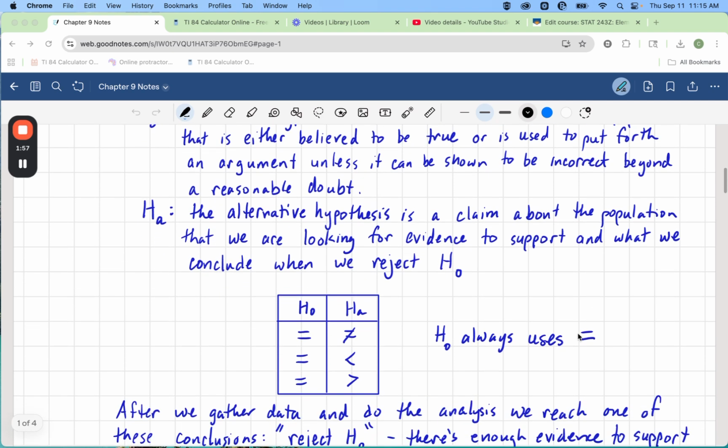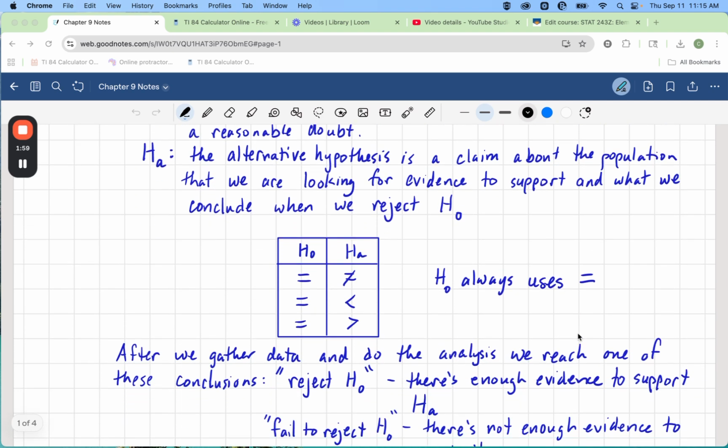Okay, so this little table shows you what the null and alternative hypotheses are going to look like. The null hypothesis, H0, is always going to use equals. The alternative is going to either use does not equal, less than, or greater than. It's going to be up to you to determine which to use.